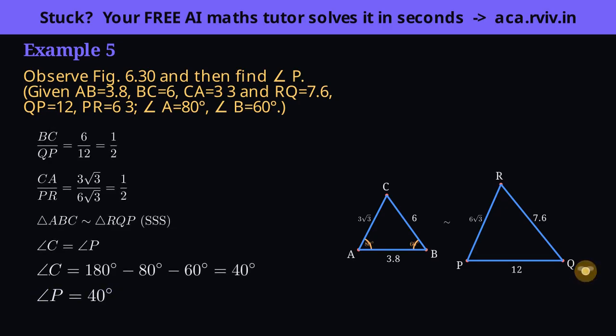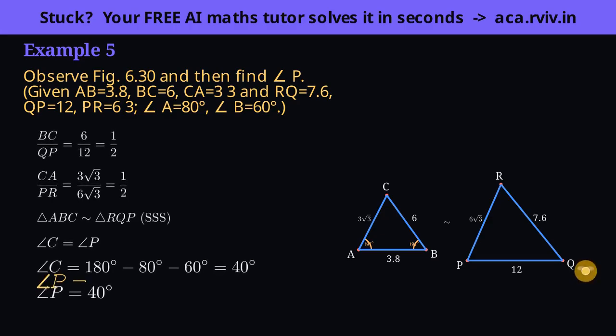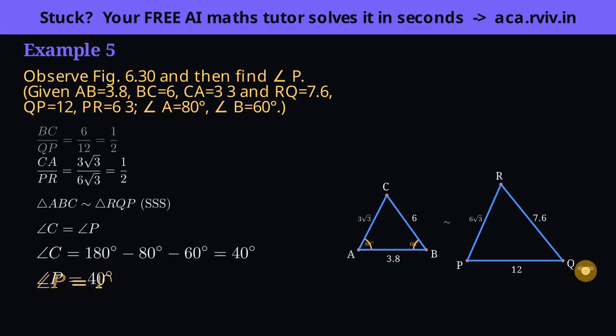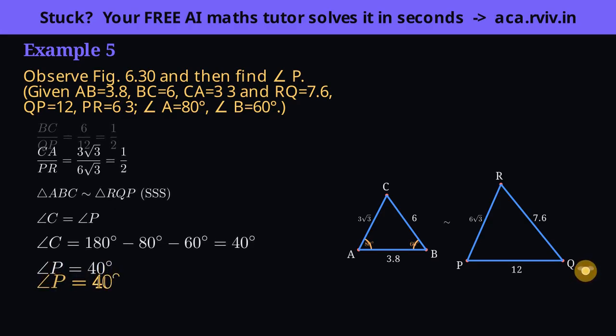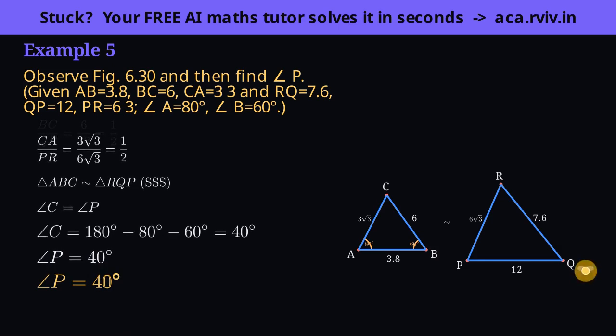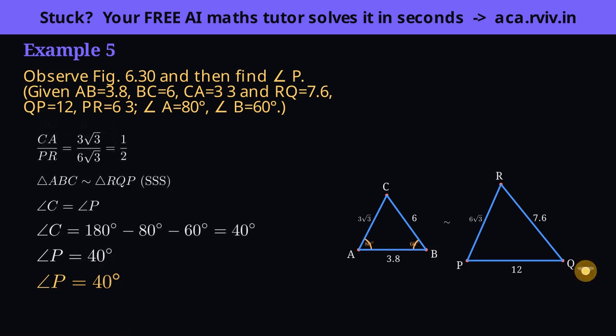The strategy to remember: when a problem gives you all the sides but asks for an angle, match the sides first with SSS. Similarity then equates the corresponding angles automatically, letting you compute a missing angle in one triangle from the known angles of the other.